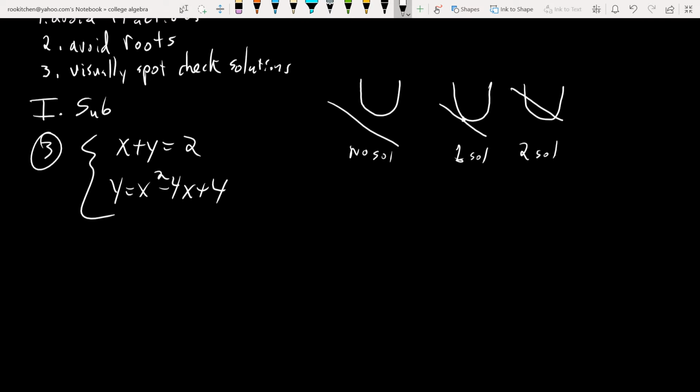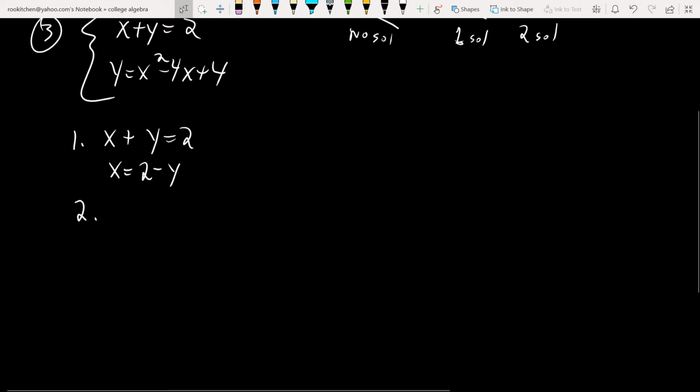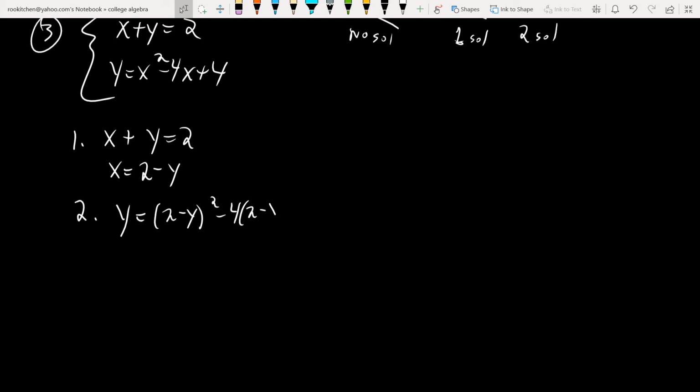So anyways, for the substitution method, I'm going to take one of the equations and solve it, probably the easiest one to solve, in my opinion. Well, the second one's already solved, so you could use that, but I'm going to just solve the first equation. Then I'm going to take that expression and sub it into the unused equation, so sub that into the polynomial. Wherever you see x, you're putting 2 minus y: (2 minus y) squared minus 4 times (2 minus y) plus 4.